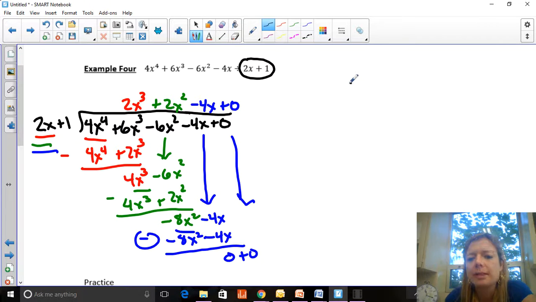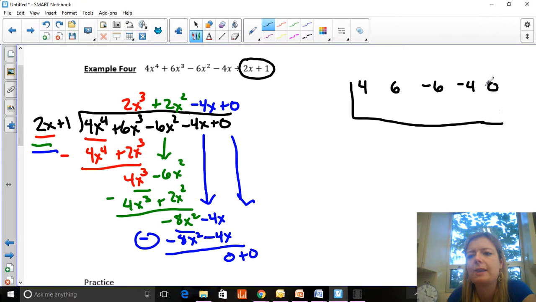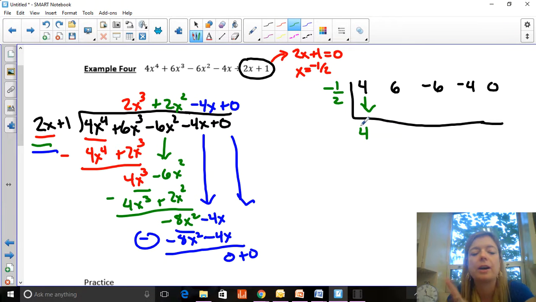Okay, so now I'm going to show you a synthetic division, but there's a little trick with the synthetic division. So the coefficients here are 4, 6, minus 6, minus 4, and 0. Remember, you need that placeholder. But what am I putting out here? That's what you got to be careful of. People often put minus 1, but why isn't that right? Well, you remember it has to be whatever would make this guy 0. So 2x plus 1, if we set that equal to 0, we get x equals negative 1/2. So what we actually have to put here is negative 1/2. But that does cause us a little trouble, and you'll see why in a minute.